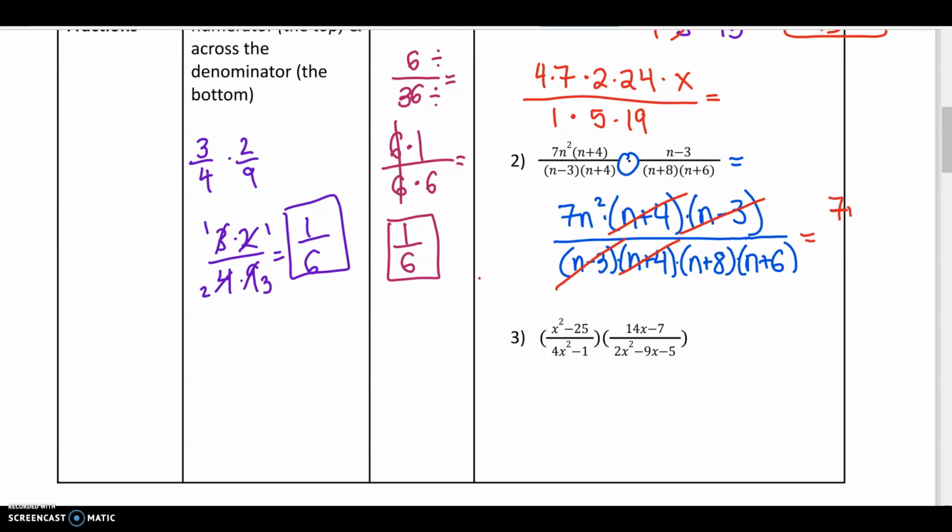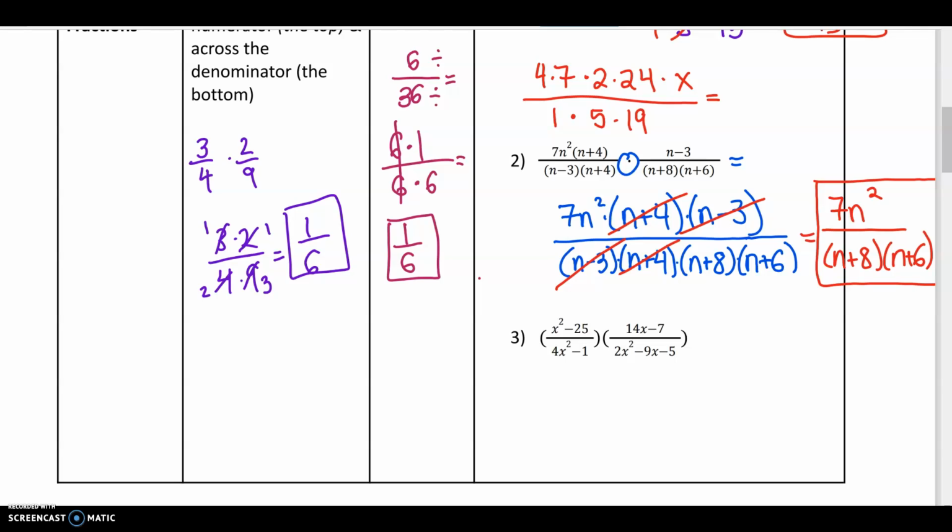So all that's left is 7n squared in the numerator, over n plus 8 times n plus 6. You can't factor any of that further. There are no other common factors. But you simplified the ones I have in common, and this is a lot simpler of an expression than the one to the left here. That'd be your final answer.